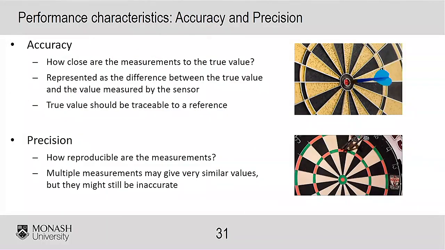Then we've got accuracy and precision. So we should be aware of these. Accuracy is how close the measurements are to the true value. So in the case of the top hitting the bullseye, it's represented as the difference between the true value and the value that's measured by the sensor. And the true value should be traceable to a reference, so in this case, a bullseye. Precision: how reproducible are the measurements? So we'll talk about reproducibility soon as well. And multiple measurements may give very similar values, but it doesn't mean that they are accurate.